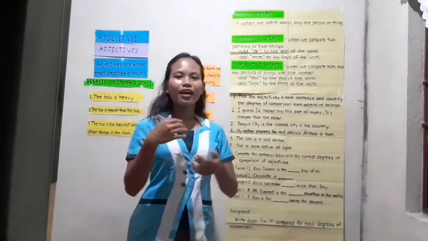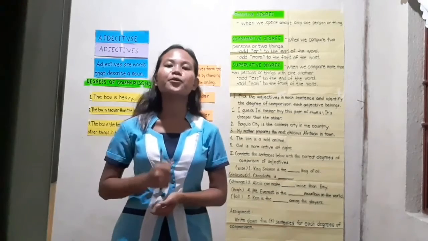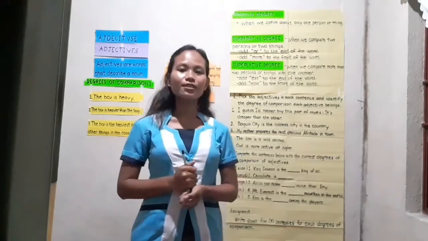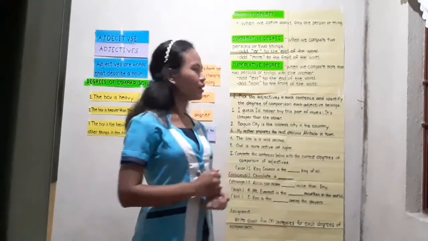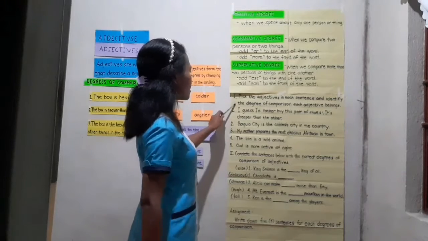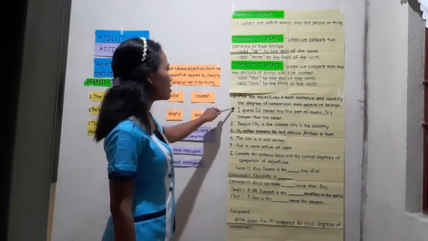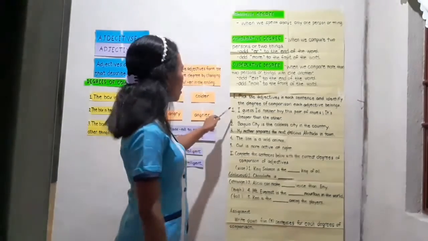Okay. I think everyone fully understands our lesson. Now this time, prepare for an activity. Please get 1/4 sheet of paper and answer the following. Okay, are you done? Now let's check your papers. Let's have the first activity. Pick the adjectives in each sentence and identify the degree of comparison each adjective belongs to.